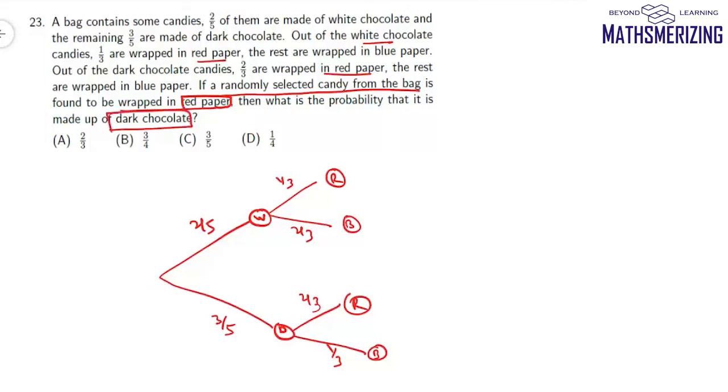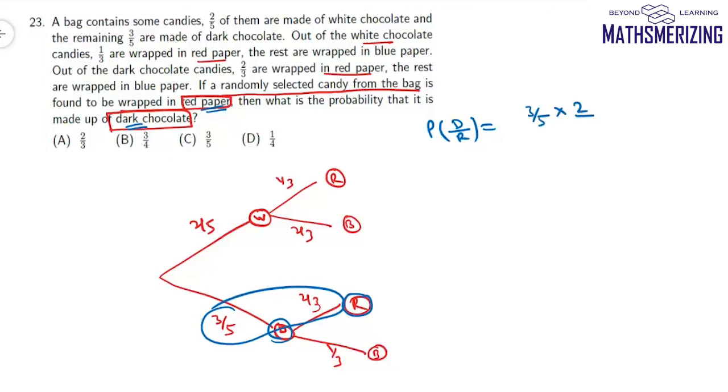So it is a Bayes theorem question. We need to find the probability that it is made up of dark chocolate when it is wrapped in red. So we'll put the case when it is dark chocolate and with red paper in the numerator. So it will be simply 3 by 5 into 2 by 3, and in the denominator we'll put the probability of getting a red paper.